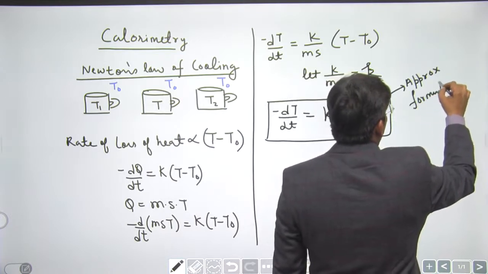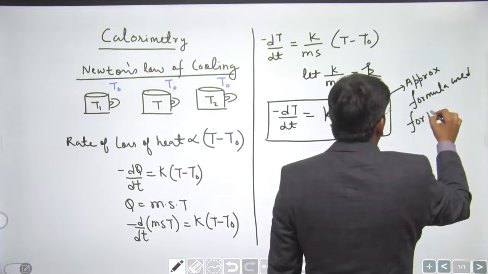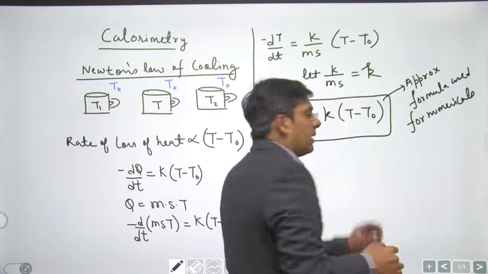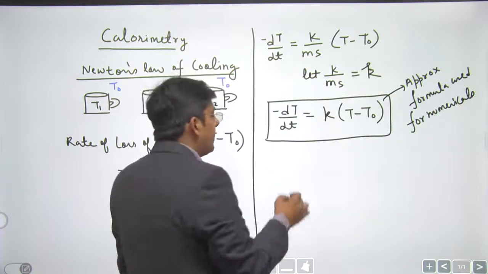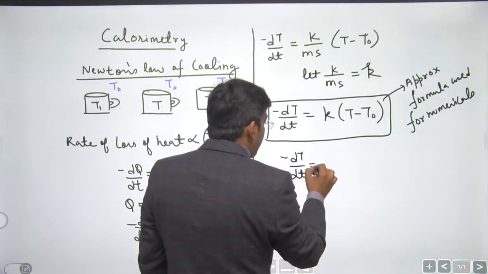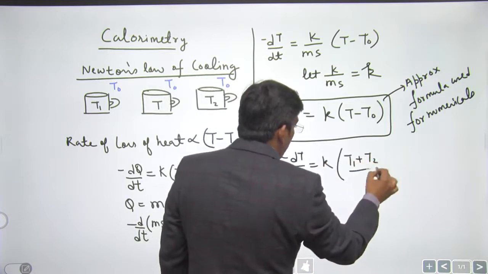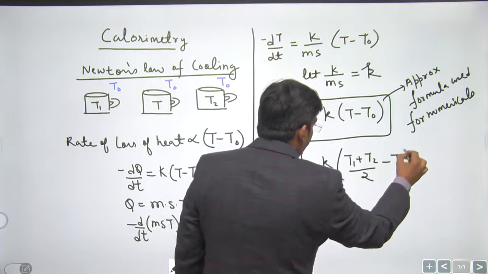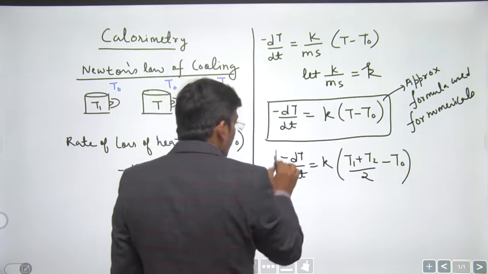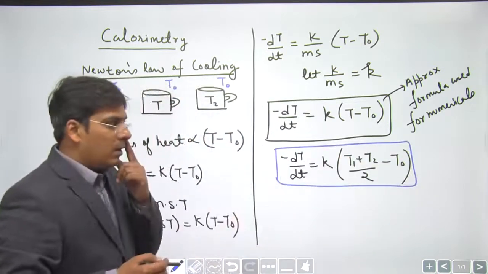used for numericals, right? And note one important thing, that capital T here can be taken as the average. If you take the capital T as average, you are going to get almost the exact result. So this is an approximate formula for doing the numericals. It makes the calculations very easy, right?